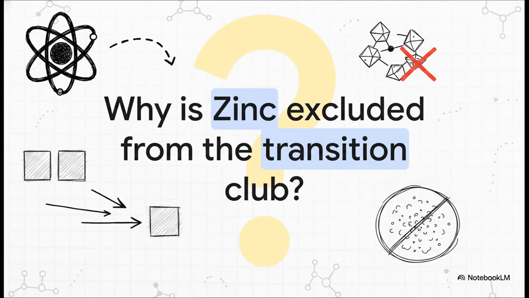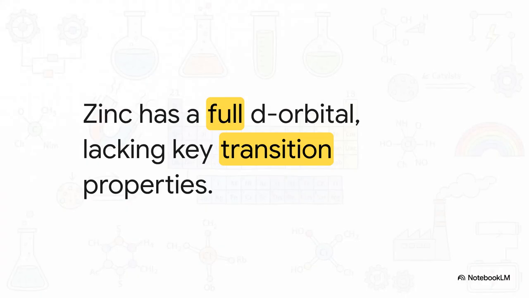Now, this brings us to a super fascinating piece of chemical trivia. Even though zinc sits at the very end of that highly important first transition series we just talked about, it is frequently excluded from the true transition metal club in a lot of scientific syllabi. So, why would it be kicked out of its own neighborhood? Well, the answer is hidden right there in the orbitals. Zinc has a completely filled d orbital. Its configuration ends in 3d10 4s2.